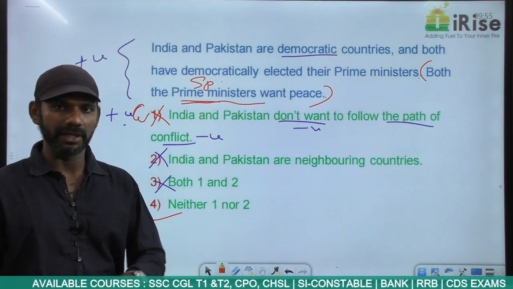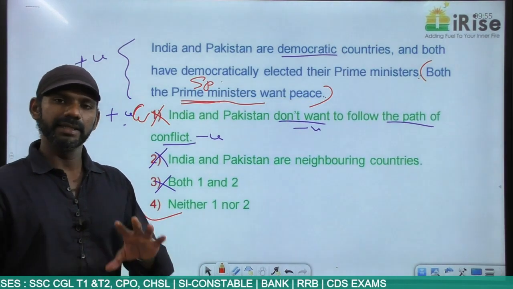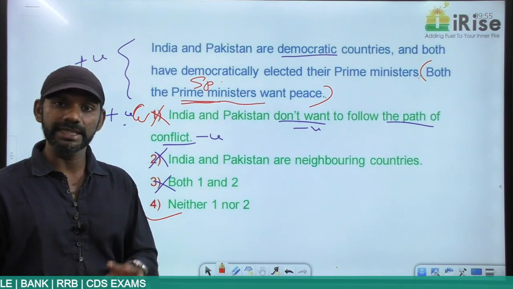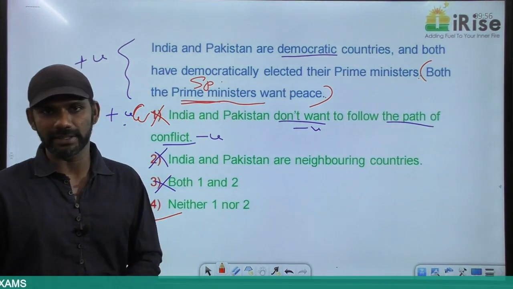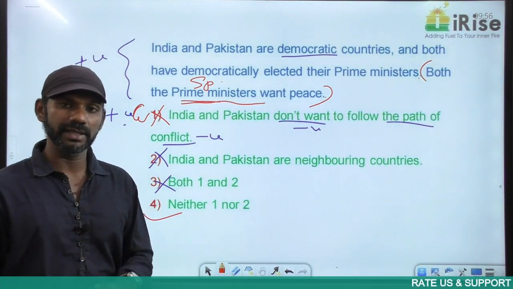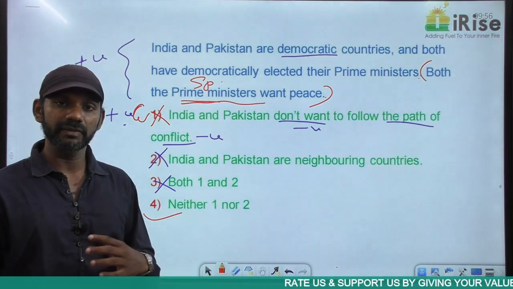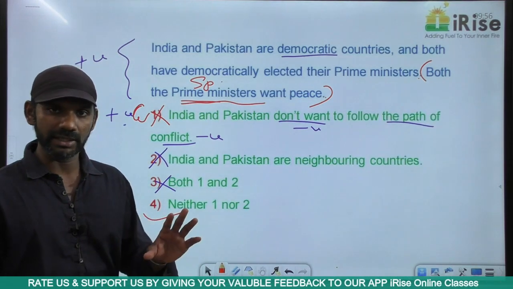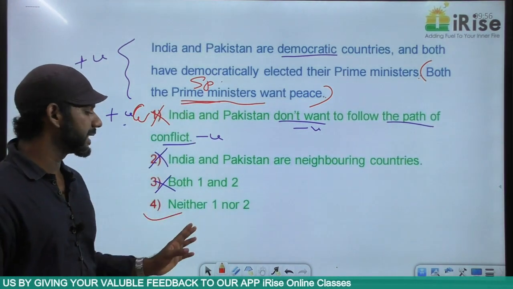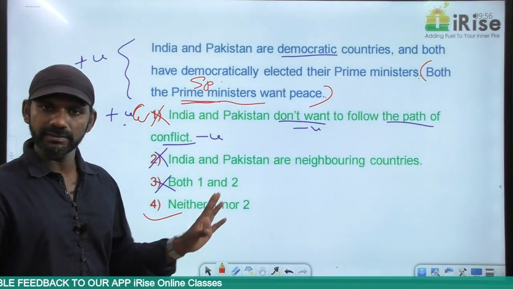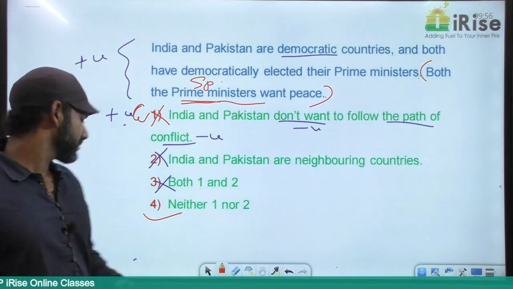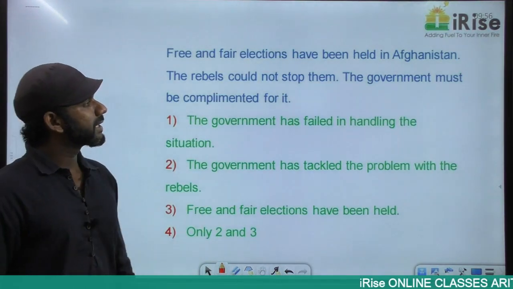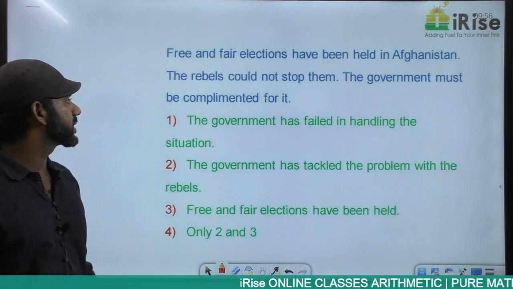Anyway, we have the opposition party. They are also Indians. Their task is to oppose whatever Modi does. In fact, Modi is not elected by all the Indians. He is elected by the majority of Indians. So we can never go for the conclusion that the decisions taken by the Prime Minister will be agreed to by all the Indians. From a specific statement, we cannot go for a general conclusion. So option 1 is also eliminated. The answer must be D, neither one nor two. Clear? Come to the next one. Free and fair elections have been held in Afghanistan.